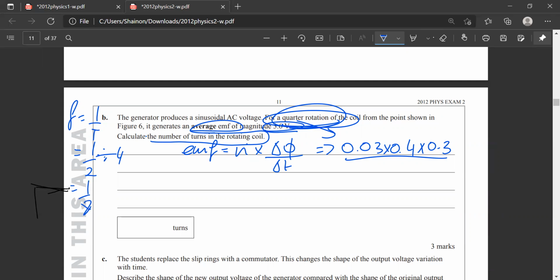So then you can sub it in, so 3.6. The top bit you should get 0.03 times 0.4 times 0.3, 0.0036 over 0.125, so then n equals 125.